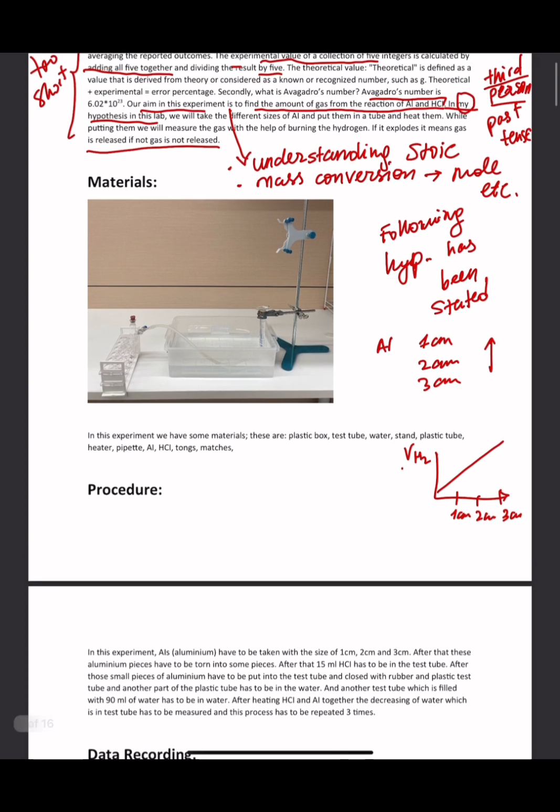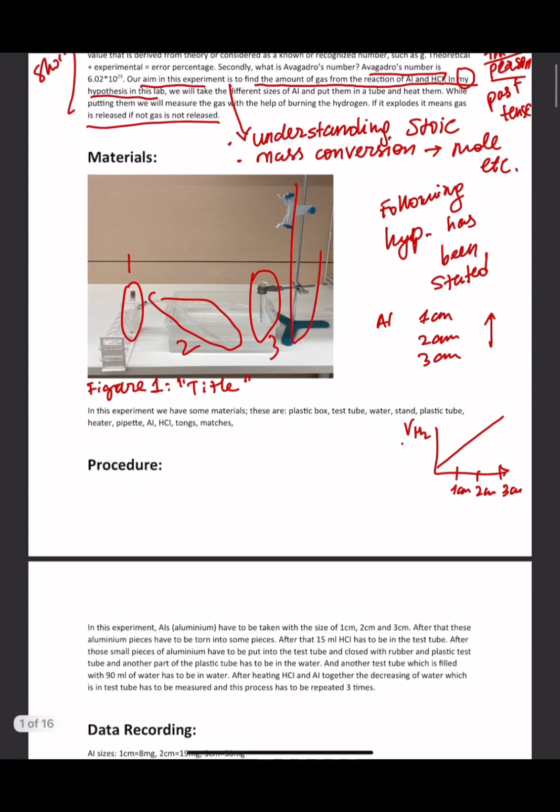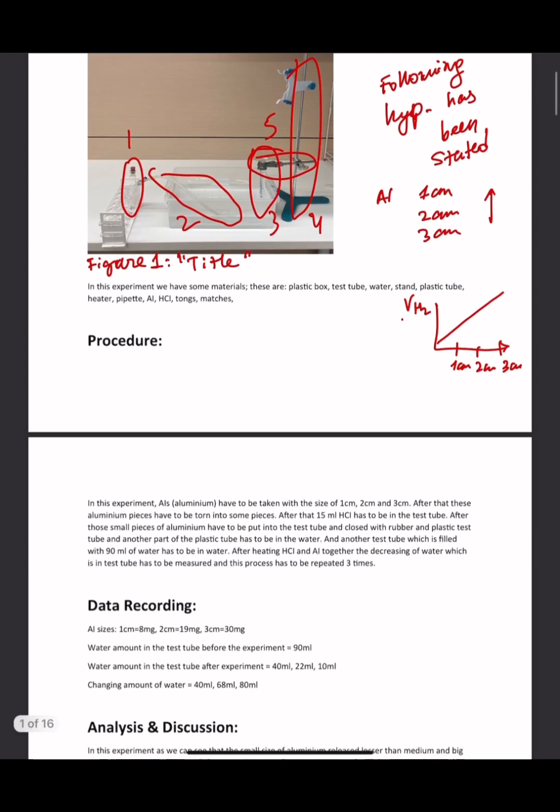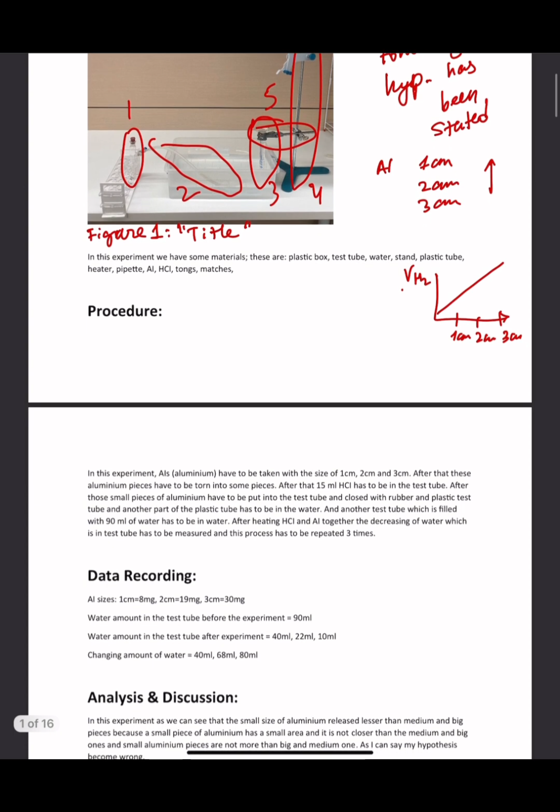So now materials. You see this material is not introduced. You need to introduce it, write Figure 1, give it a title, and it's been forgotten. You need to number all of the equipment: say this is 1, this is 2, and this is 3. So you need to have a picture with this holder, and all of this stuff needs to be numbered. And then underneath you would write, okay, we have the following stuff.